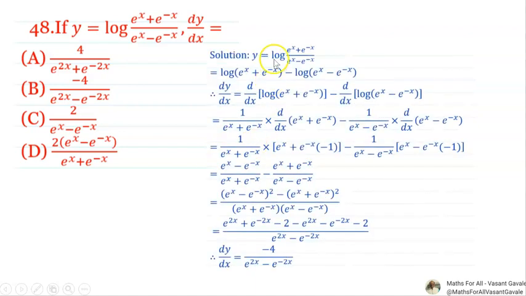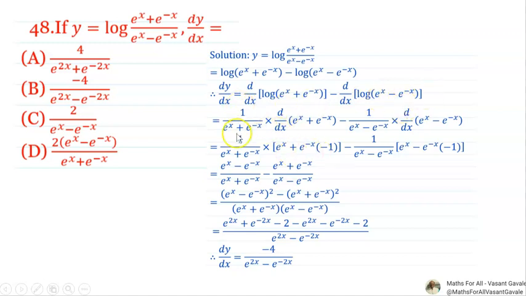If y is equals to log of (e raised to x plus e raised to minus x) upon (e raised to x minus e raised to minus x), या टाइपचे क्वेश्चन काय विचारले जातात. ओके, y is equals to log of (e raised to x plus e raised to minus x) upon (e raised to x minus e raised to minus x). इथे log फंक्शन आपण अप्लाय करतो. log of m upon n म्हणजे त्या दोघांमध्ये मायनस आहे. Therefore dy by dx is equals to d/dx of log of (e raised to x plus e raised to minus x) minus d/dx of log of (e raised to x minus e raised to minus x).